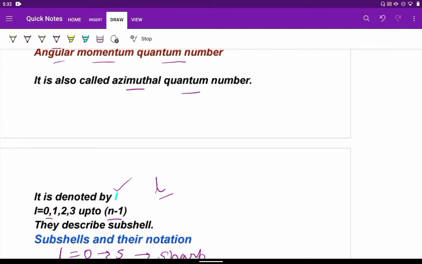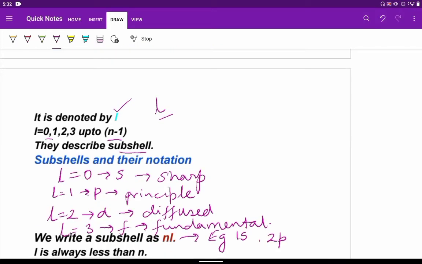They help us to describe the subshell. Subshells are well defined by the value of l. When l equal to 0, the subshell will be termed as s, which is the short form for sharp. When l equal to 1, it is p subshell, meaning principal. When l is 2, the subshell will be d, which is the short form for diffused. When l is 3, we get f subshell, that is fundamental.